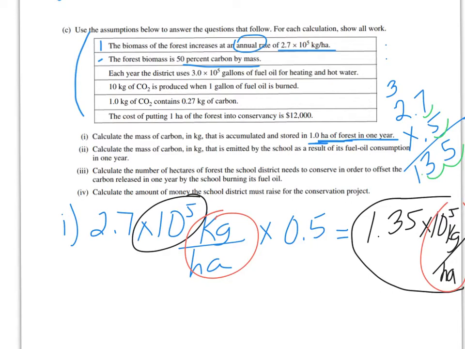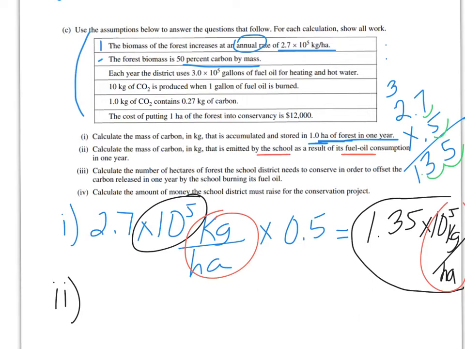All right, going on to C II. Calculate the mass of carbon in kilograms that is emitted by the school as a result of its fuel oil consumption in a year. So California kids, you don't know about fuel oil, but it is something that you have for your heaters. So a lot of people in other states, especially back east, they have heaters that run on fuel oil. And so that's what that is. Okay, so this school runs on fuel oil. So let's see what givens have fuel oil and schools.